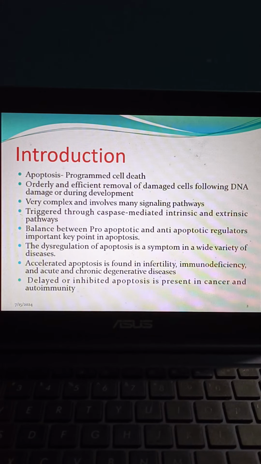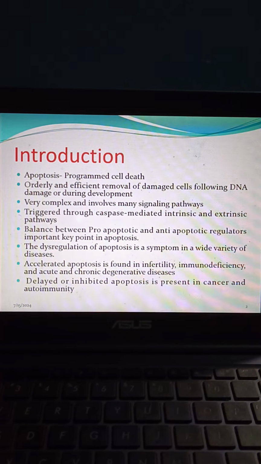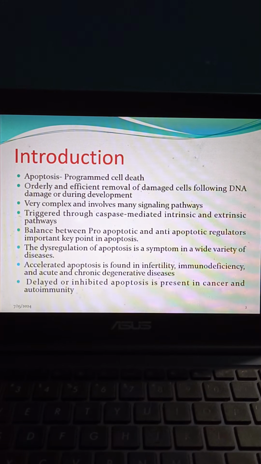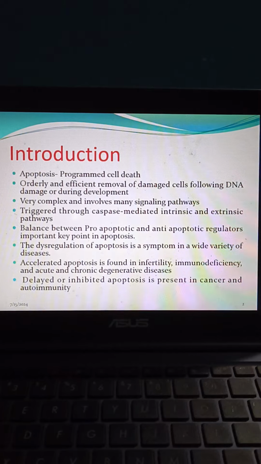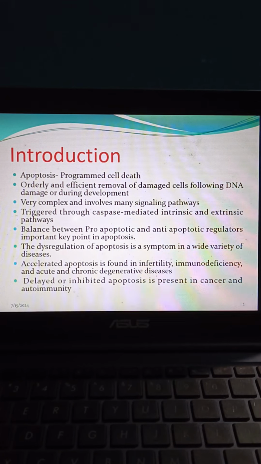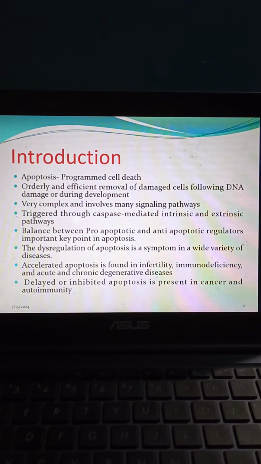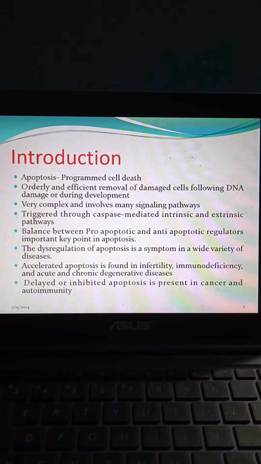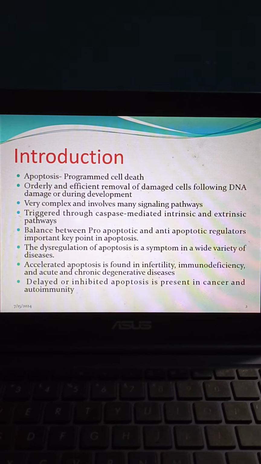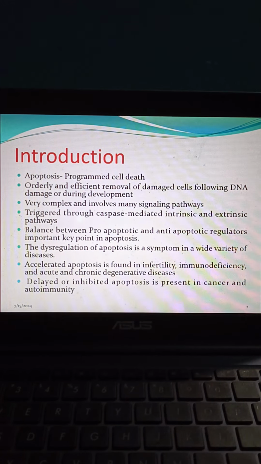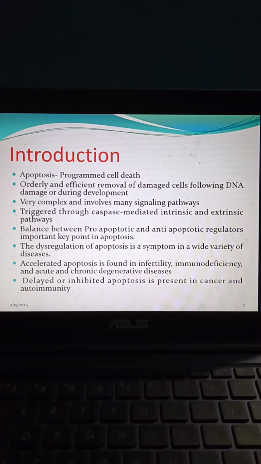The dysregulation of apoptosis is a symptom in a wide variety of diseases. Accelerated apoptosis is found in infertility, immunodeficiency, and acute and chronic degenerative diseases, and delayed or inhibited apoptosis is present in cancer and autoimmunity.